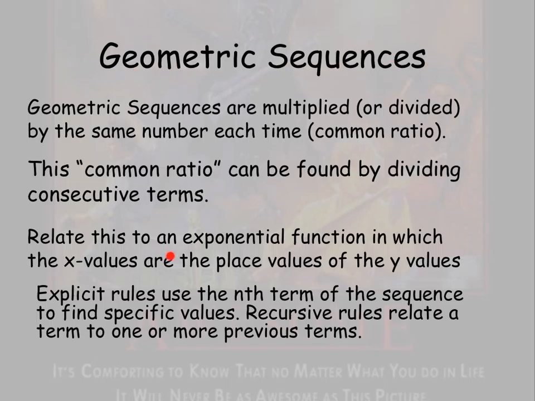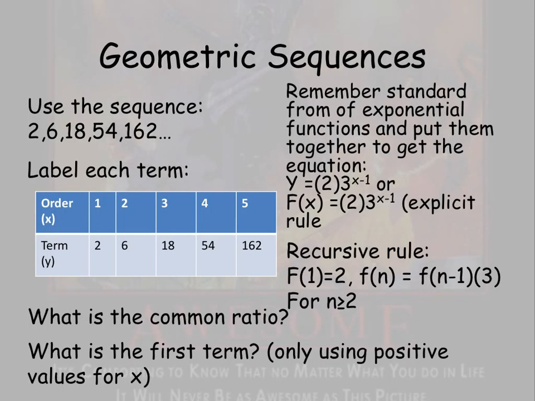Geometric sequences relate to exponential functions. The x values are like recording the places of the y values, meaning the x values are generally going to be the first term in the sequence, second term in the sequence, third term in the sequence, and so forth. And of course we're going to use explicit and recursive rules, just like we did with arithmetic sequences.